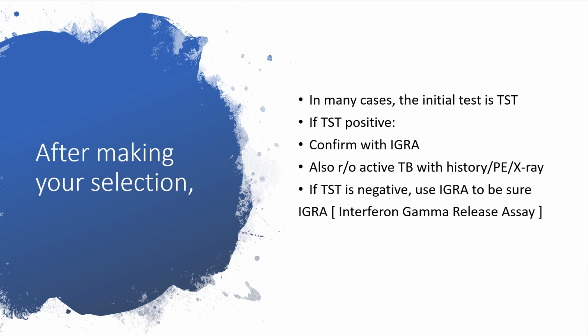Also rule out active TB with history, physical examination, X-ray, and so on. If the tuberculin skin test, that is the Mantoux test, is negative, you can use IGRA to be sure. So IGRA is interferon-gamma release assay.